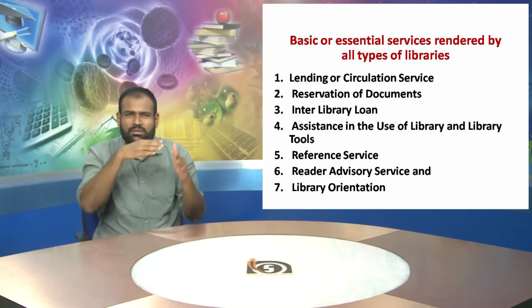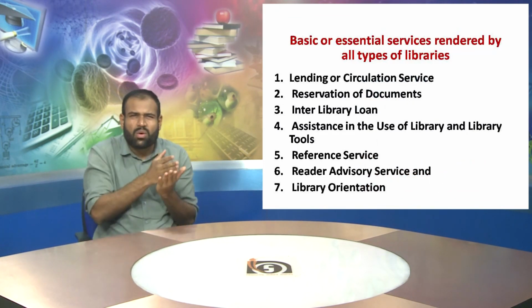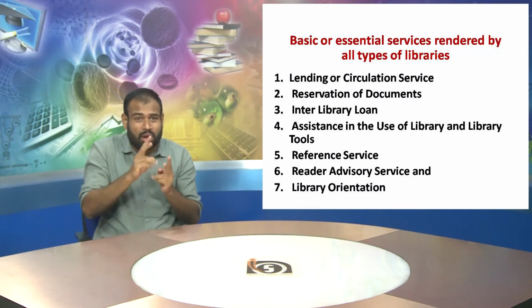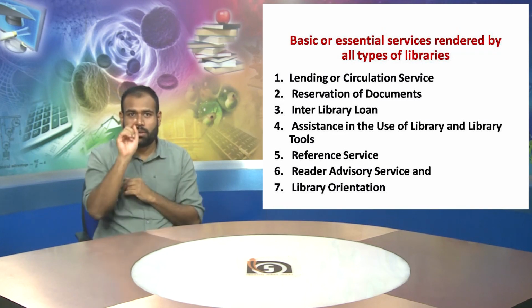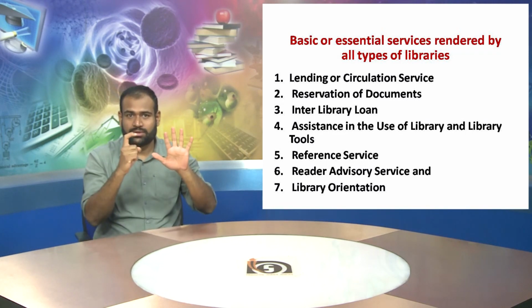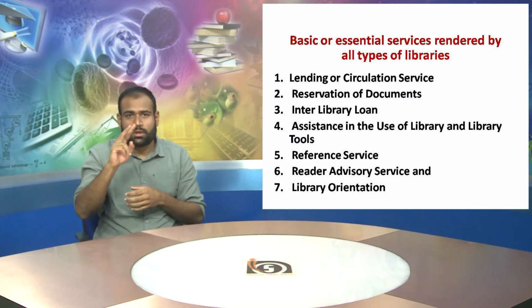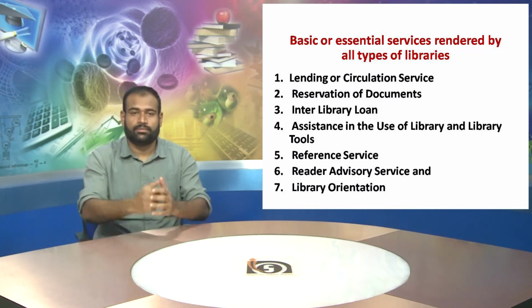Let us now understand the basic or essential services rendered by all types of library. These basic services are 7 in numbers. We will understand all these names first, then understand them in detail.